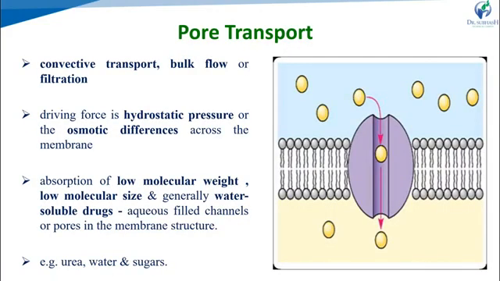The second mechanism of drug absorption is pore transport. Pore transport is also called convective transport, bulk flow or filtration. Here the driving force is hydrostatic pressure, or we can say the osmotic difference across the membrane. Low molecular weight, water soluble drugs generally cross by the pore transport mechanism. In the cell membrane, aqueous filled channels or protein channels are present through which the drug crosses. Otherwise we can say pores in the membrane structure, through which the drug also crosses the cell membrane. Examples like urea, water and sugar are absorbed by the pore transport mechanism.